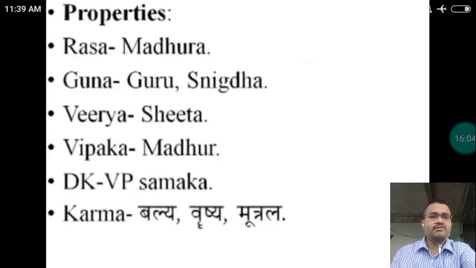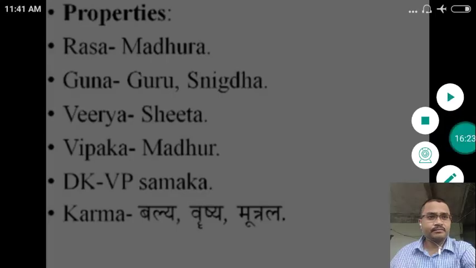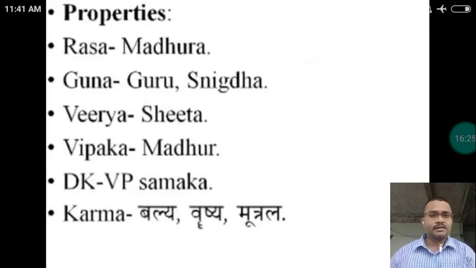Now, the properties of Kulechara. This is a group of animals that dwell near the rivers or near the wetlands. The Rasa will be Madhura, Guna will be Guru and Snigdha, Virya will be Sita, Vipaka will be Madhura. Dosha Karma is Vata Pitta Shamaka, and the Sangsthanic Karma of Kulechara type of Mamsa is Balya. It increases the strength of your body. Vrishya, it is an aphrodisiac, and Mutrala, it is diuretic in nature.